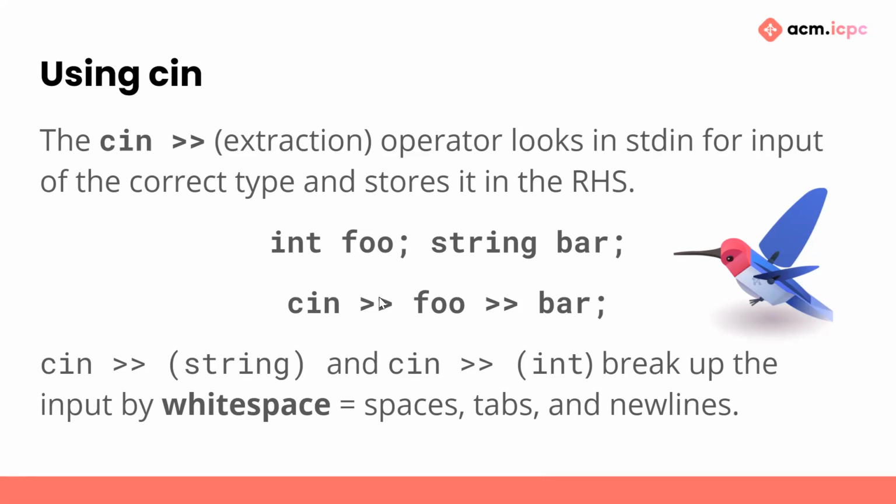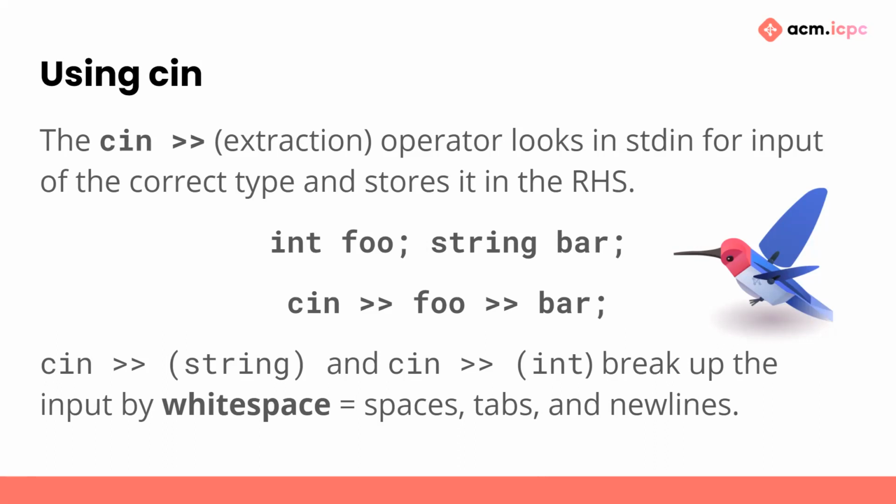So what happens here? Cin, extraction to foo. Foo is an integer, so it will look through the input for an integer and store that, or store, I think, -1 or 0 if it's not an integer. I actually don't know what the value is, but anyway, and advance the cursor some. And then we'll do the same thing, but this time bar is a string, so we'll look for a string piece of input and store that in bar.